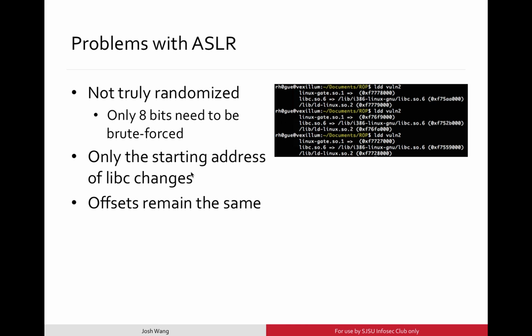So if you're able to somehow get an information disclosure vulnerability and leak the address of one function in libc, you can use that as an anchor and use the offsets that other functions have from that anchor to obtain the addresses of other functions. So the offsets remain the same. That's another problem with ASLR.